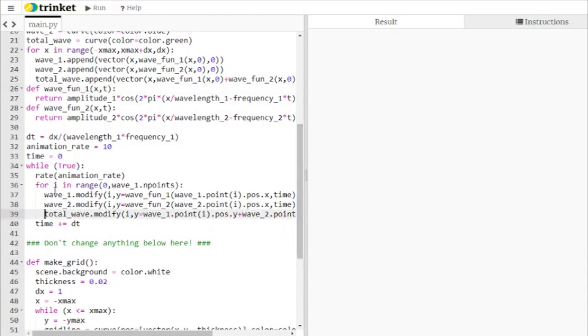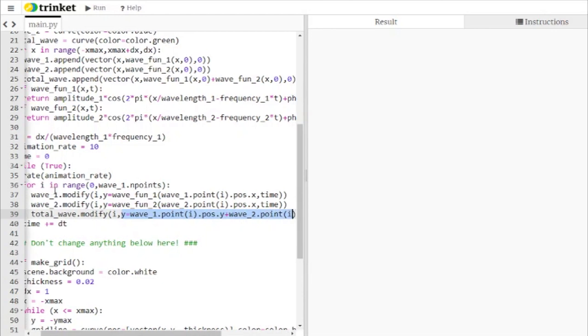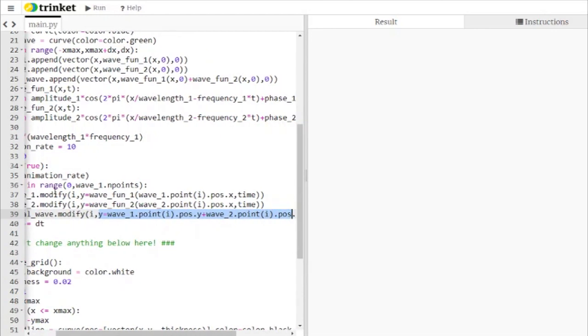And then what we're doing, we're adding in this part where we have the total wave. Now you notice total wave doesn't get its own wave function. Its y coordinate is determined by the sum of the other two, so wave 1 and wave 2.